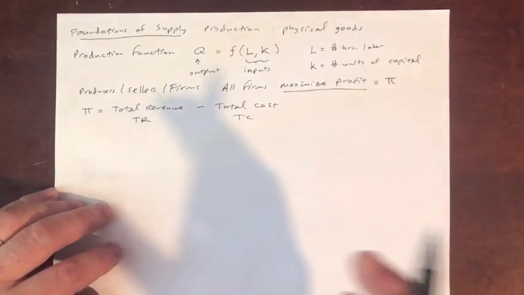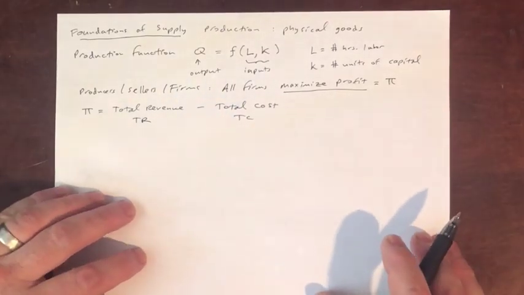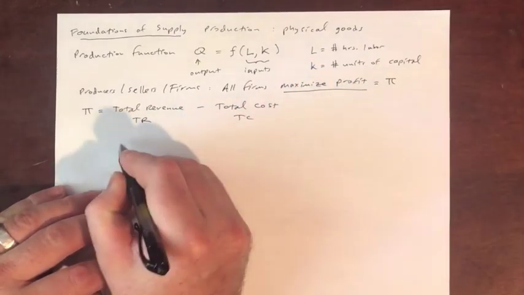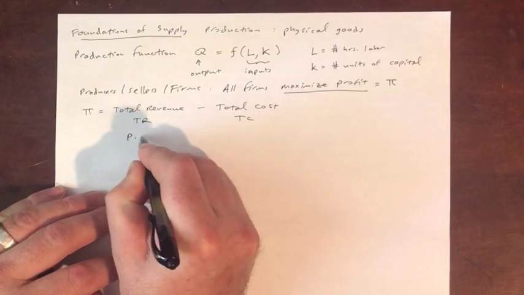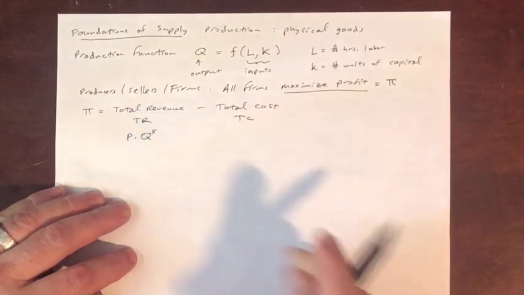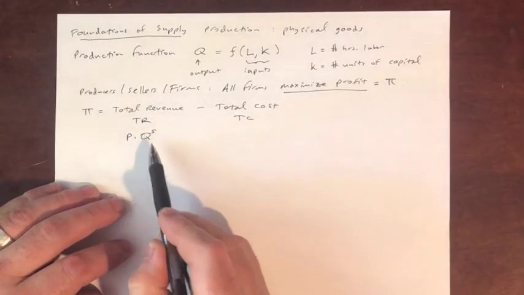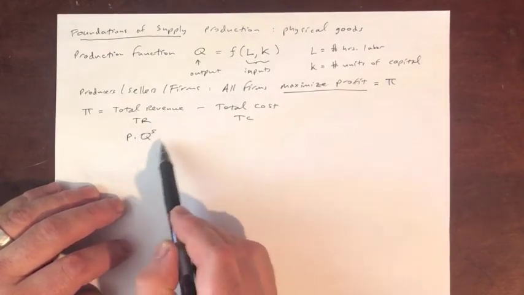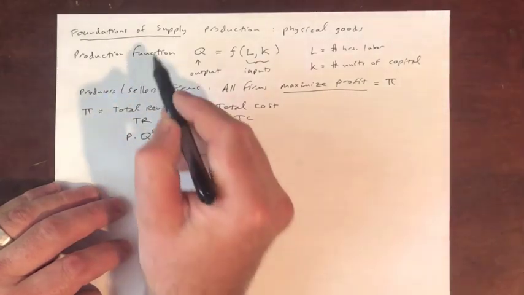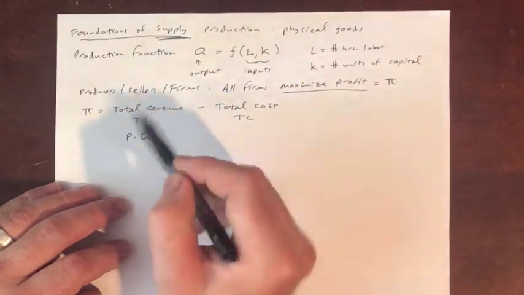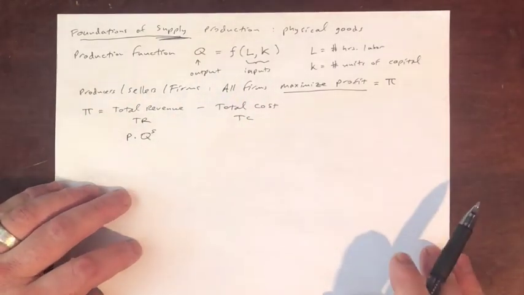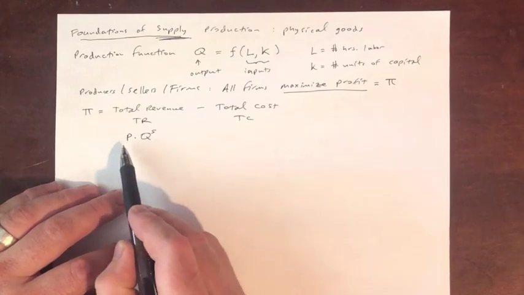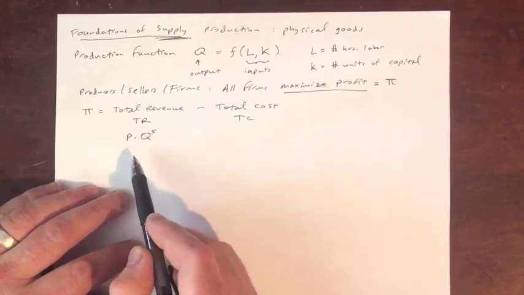So we've got to go on now and define these things. We can define total revenue as the price times the quantity that the firm supplies. So quantity superscript S, quantity supplied. Most of the time I'm just going to put Q, but I want to connect this to the foundations of the supply curve. We talked about quantity supplied earlier. So this is where this comes from. The price times the quantity supplied, that's the total revenue of the firm.